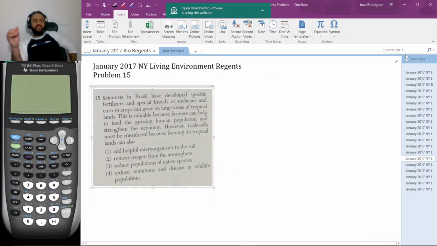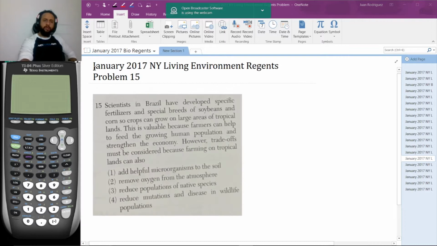Here's problem 15. Scientists in Brazil have developed specific fertilizers and specific breeds of soybeans and corn so crops can grow on large areas of tropical lands. Okay, cool. This is valuable because farmers can help to feed the growing human population and strengthen the economy. However, trade-offs must be considered because farming on tropical lands can also, let me zoom in a little bit, remove oxygen from the atmosphere.